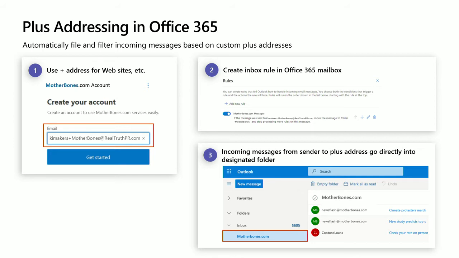And then all the email that is sent to that plus address gets routed there automatically. And you can see on the right-hand side that there's a couple of emails that were sent from Mother Bones, and they routed there directly. Now, you notice one other one here, that this one is from Contoso Loans. And it's like, well, wait a second. I thought this was the Mother Bones folder for Mother Bones email being sent to me. Well, what this indicates is that this was sent to Kim Akers plus Mother Bones, but it wasn't from Mother Bones.